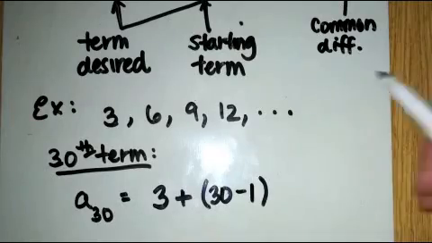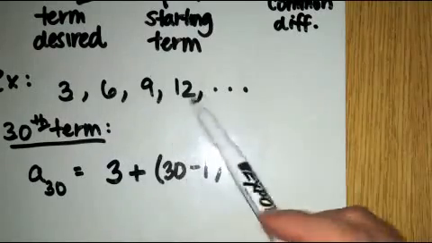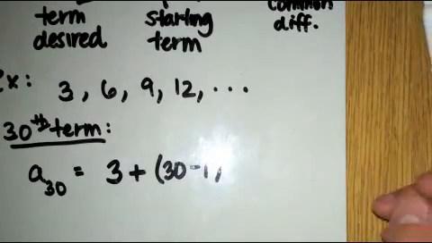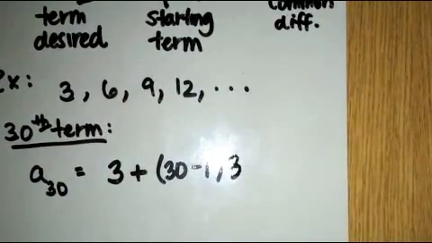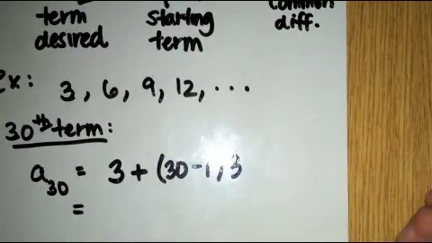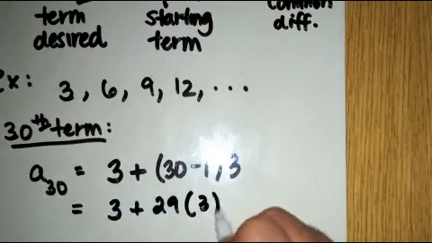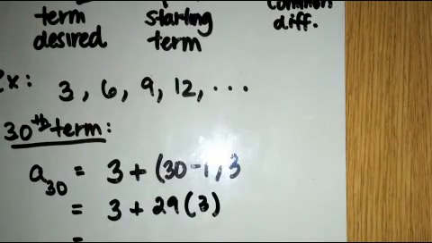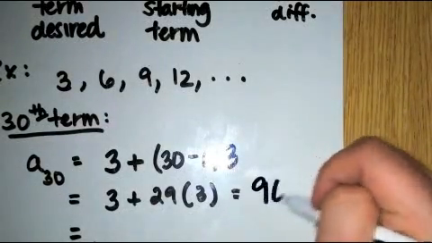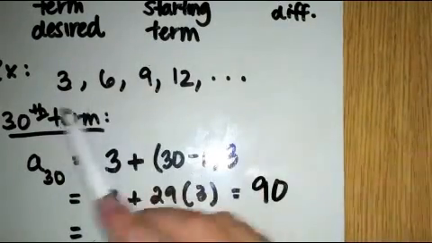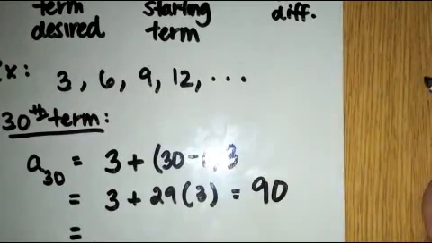That's part of the formula. And then our D, our common difference. So what is the common difference between 3, 6, 9, 12, and so forth? Okay, we're actually adding 3, so times 3. Okay, so all I have to do now is just clean this up a little bit, and I get 3 plus 29 times 3. Okay, and that equals, okay, so the answer to this would be 90. So if you were to continue this sequence all the way through until you got to the 30th term, the answer would be 90.